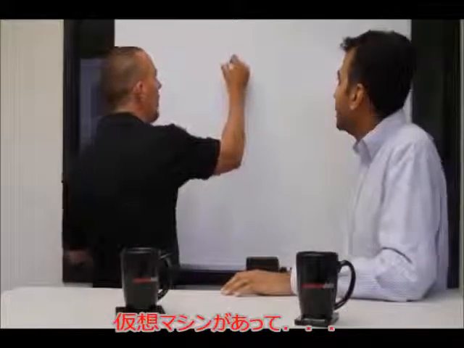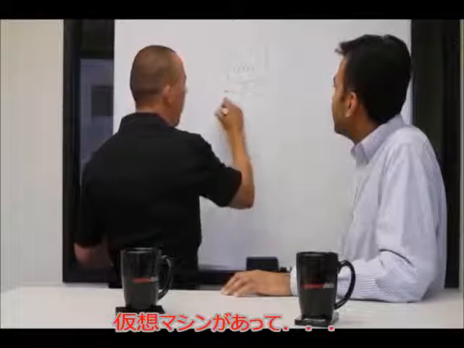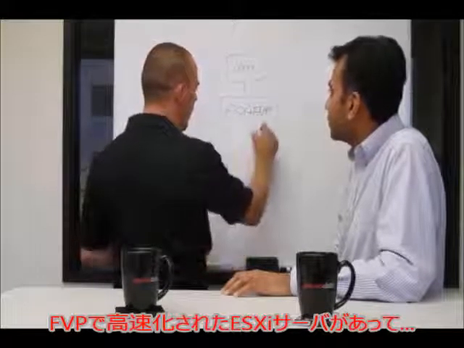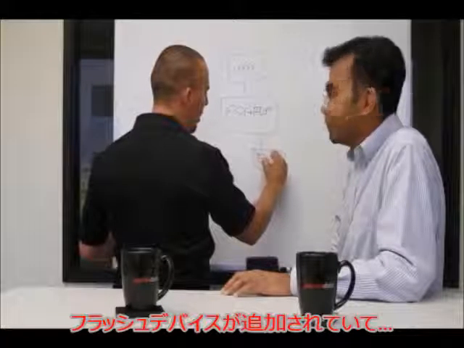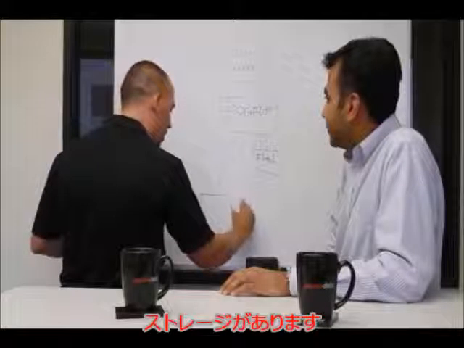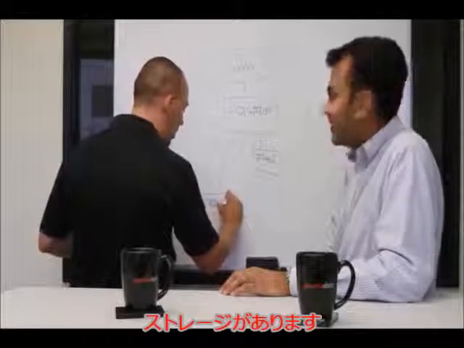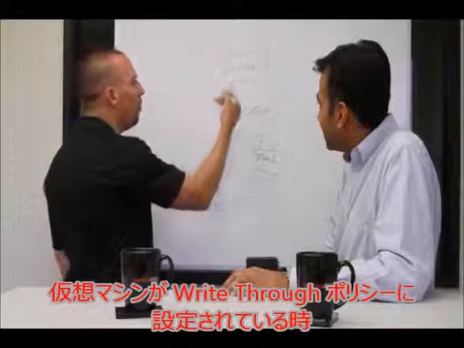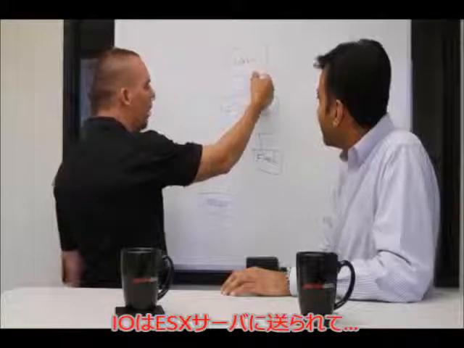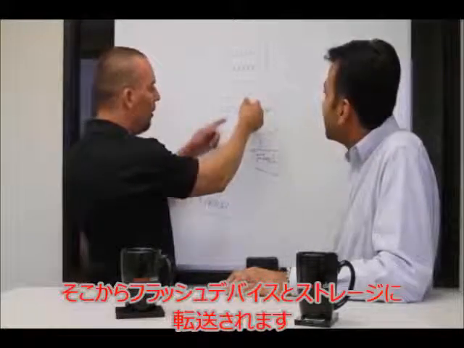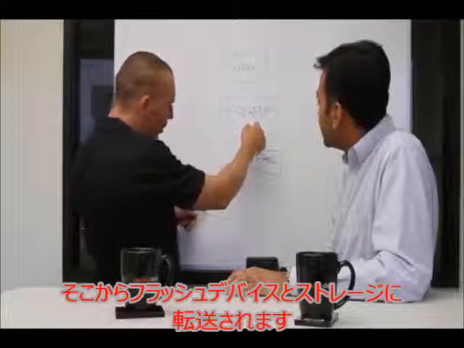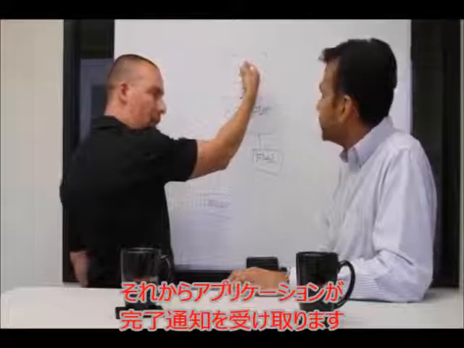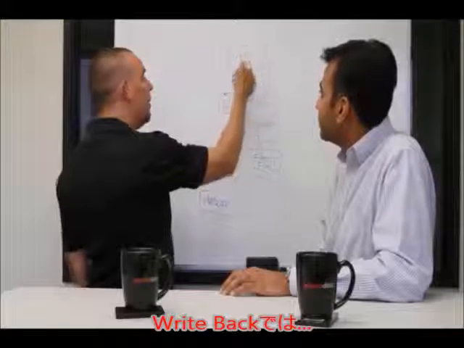So let's say you have a virtual machine running on an ESX box accelerated with FVP, and then you have your flash device, and then all the way down you have your array. When we configure the virtual machine with a write-through policy, the I/O is sent to the ESX server, it's forked, it goes to the flash device and it goes to the array. They both acknowledge it, and then the application gets the acknowledgement. So this is write-through.